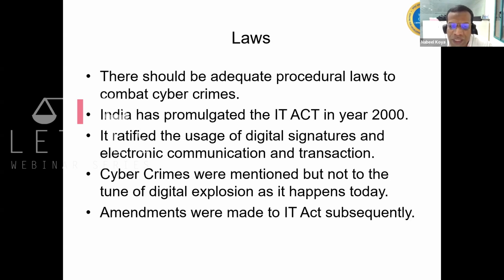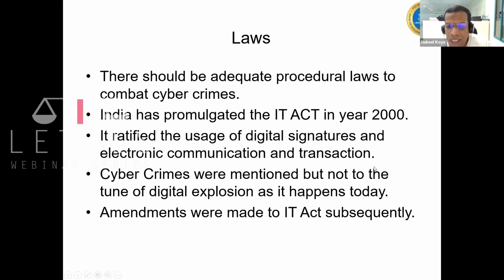India was one of the first countries to promulgate the IT Act in the year 2000. What the IT Act is basically all about is the usage of digital signatures and electronic communication transactions. This means that I can send a letter over an email to the police station, and they are bound to give me a reply within the next 24 hours.